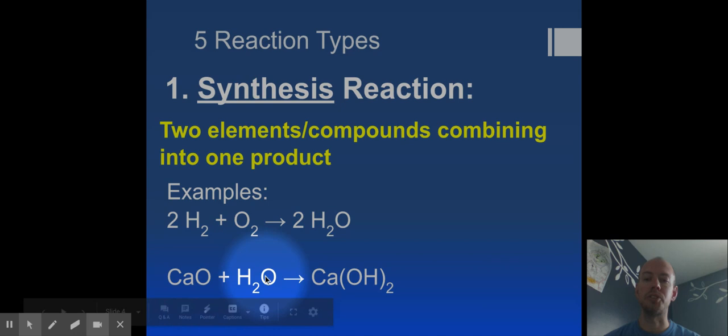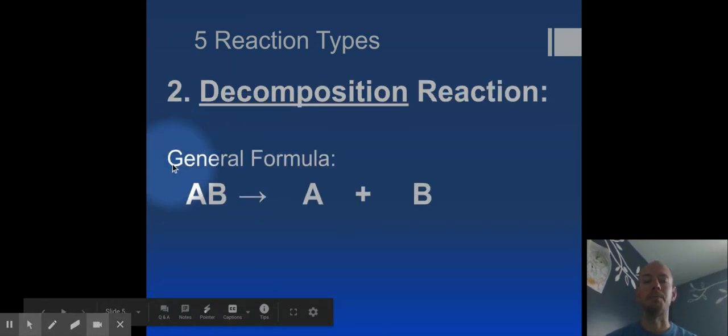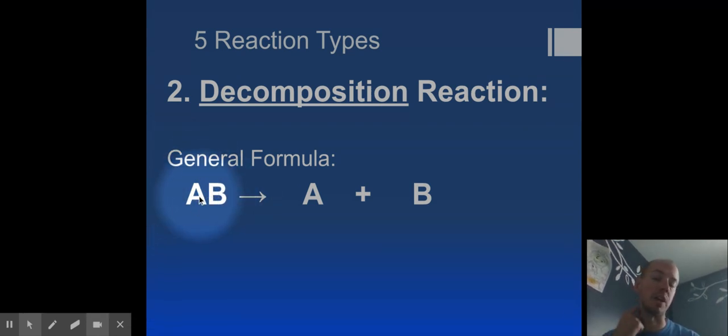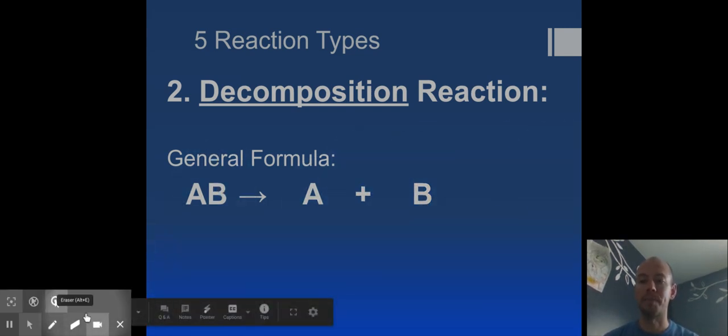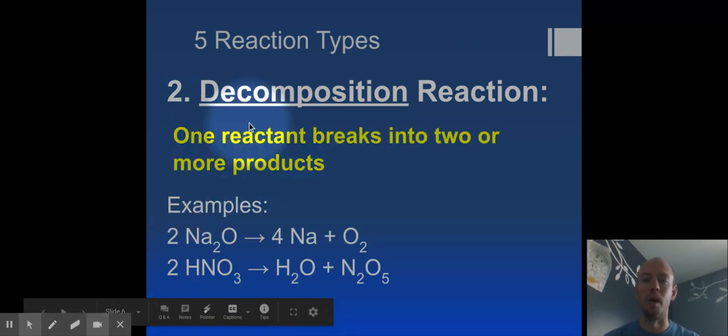The other thing is you've got 2 things coming together. So here, hydrogen and oxygen making water, or calcium oxide and water making, in this case, calcium hydroxide: 2 into 1. Decomposition is the opposite of that. It's the easiest to recognize because we're starting with just one thing. One thing breaks into more pieces. We will always focus on it breaking into 2 pieces, though some reactions can break into 3 or more. So with a decomposition, one reactant, that's your key, breaks into 2 or more products.